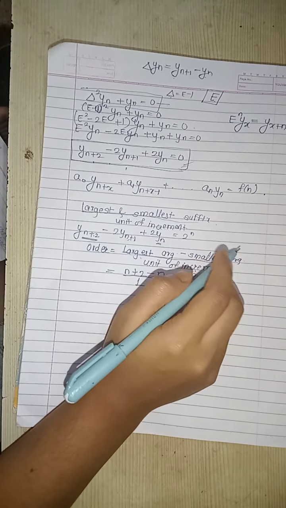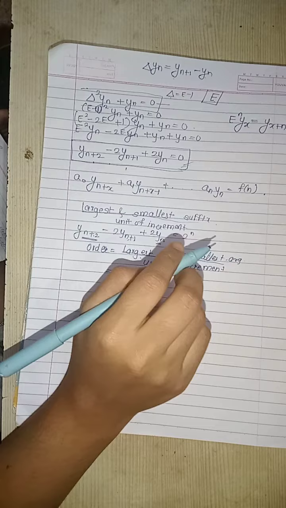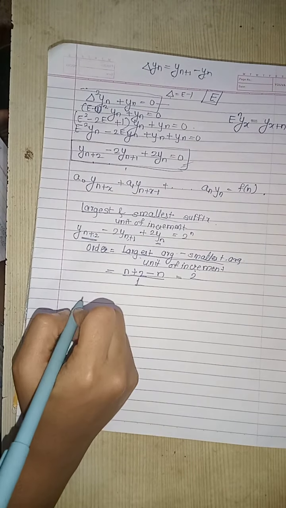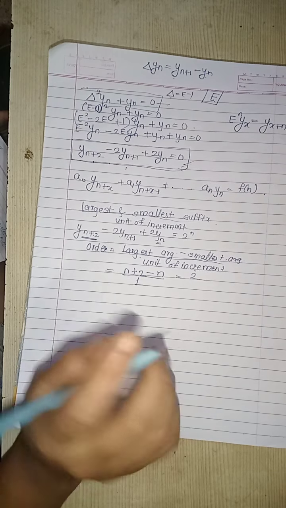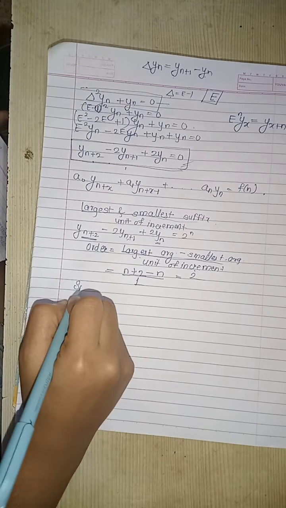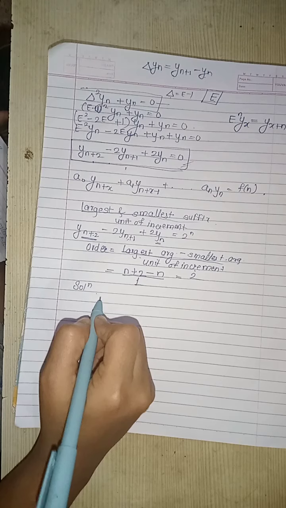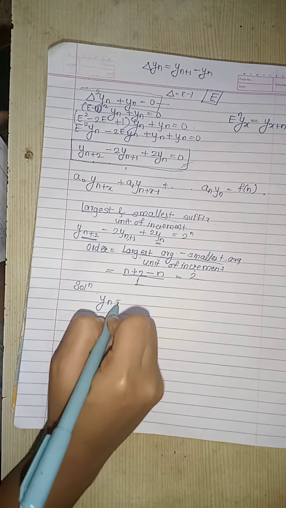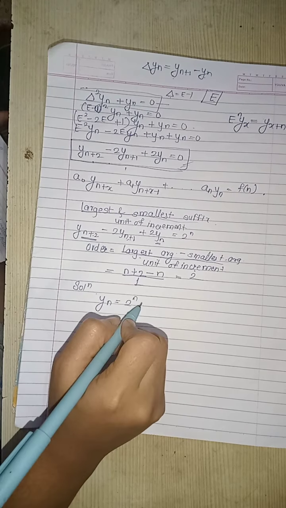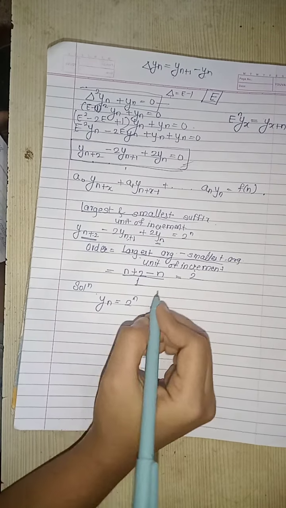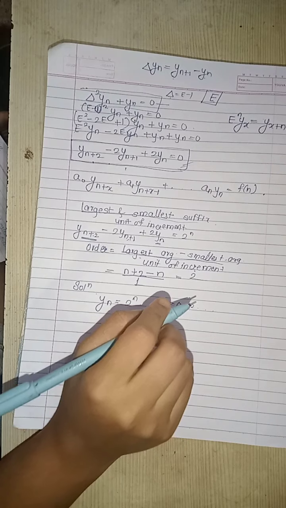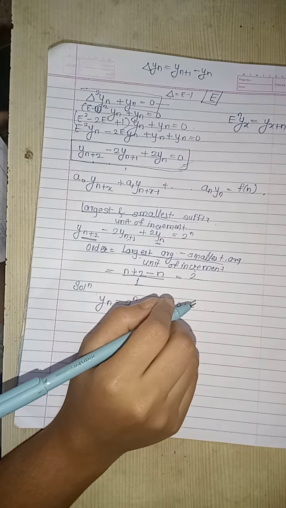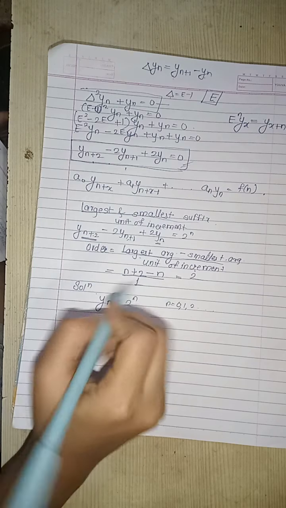Now, the solution of a difference equation means an expression for yn which satisfies the given difference equation. So let's take one example to find the solution. Suppose you are given yn equals 2 raised to n, for n equals 0, 1, 2 and so on. We have to check that this yn satisfies the given difference equation.